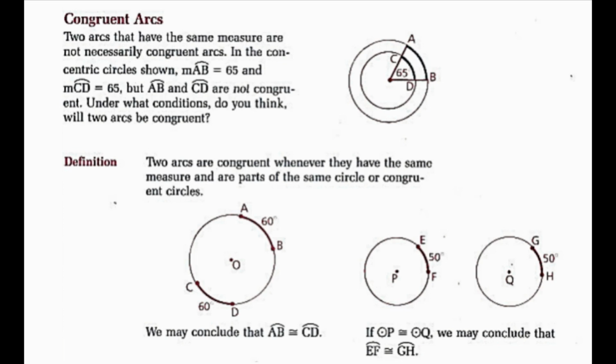So the definition of congruent arcs is 2 arcs are congruent whenever they have the same measure and are parts of the same circle or congruent circles. In my 2 figures, I can see that I have congruent arcs.